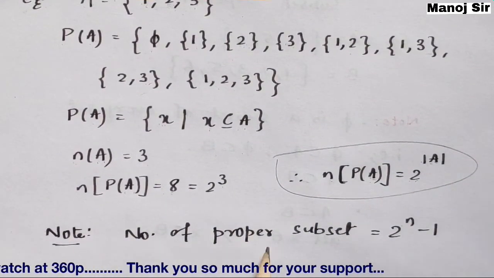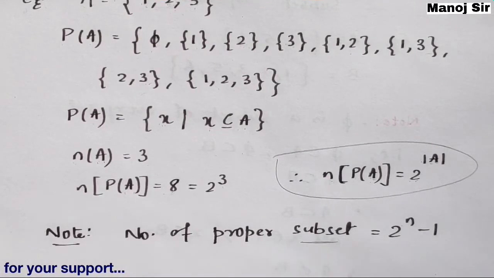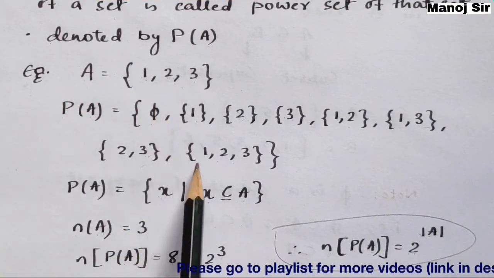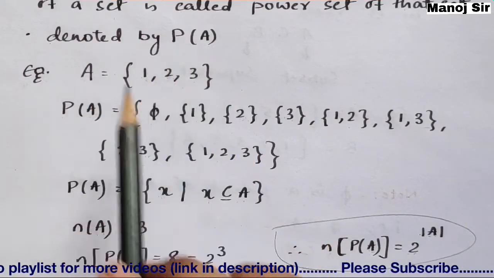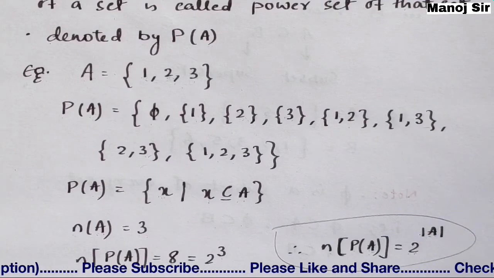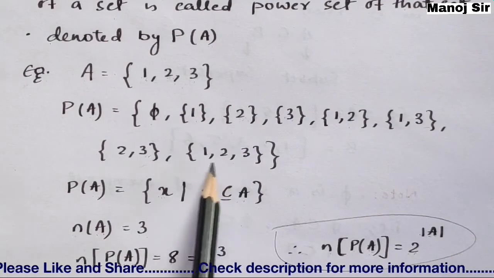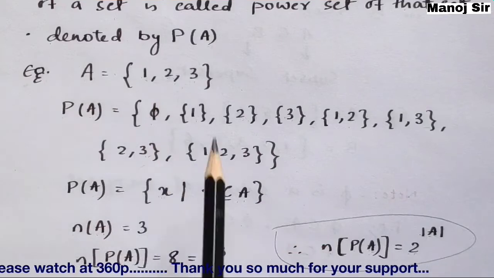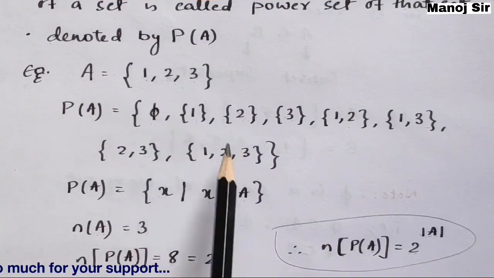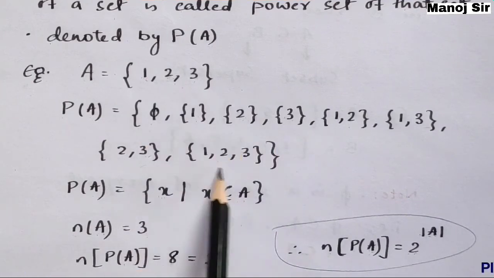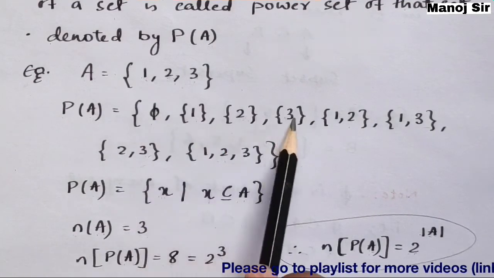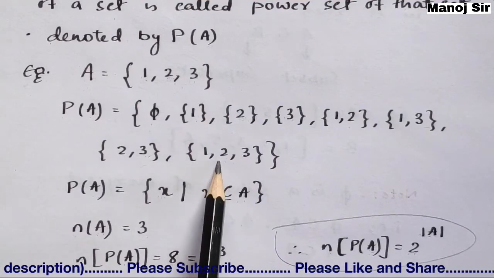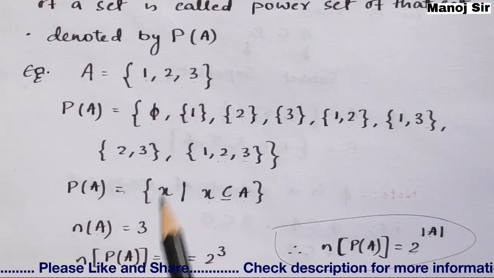The number of proper subsets present in the set A. If you find the power set of A, then it includes one set as 1 2 3, which is nothing but set A. So one element of this power set is 1 2 and 3, which is this set A. If you remove this set A, then the other 7 elements are proper subsets. This one is not a proper subset because it is itself the set.